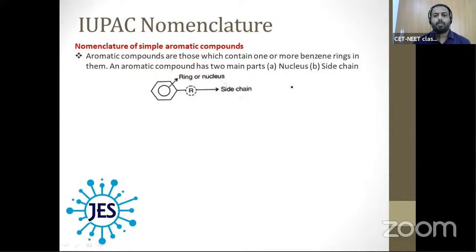Yes, benzene. Pratibha, correct. Benzene is the simplest of the aromatic compounds. Now let us see how benzene is named under the IUPAC system. Remember, benzene is a common name. Let's see how benzene is named. Benzene is named as, look at this.